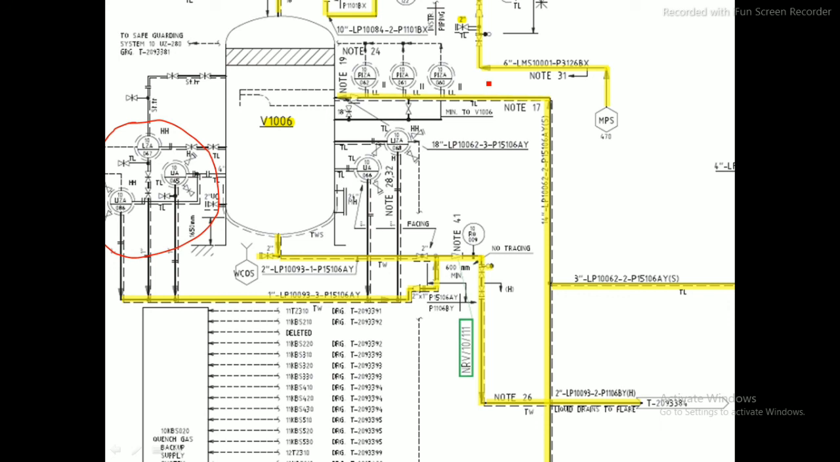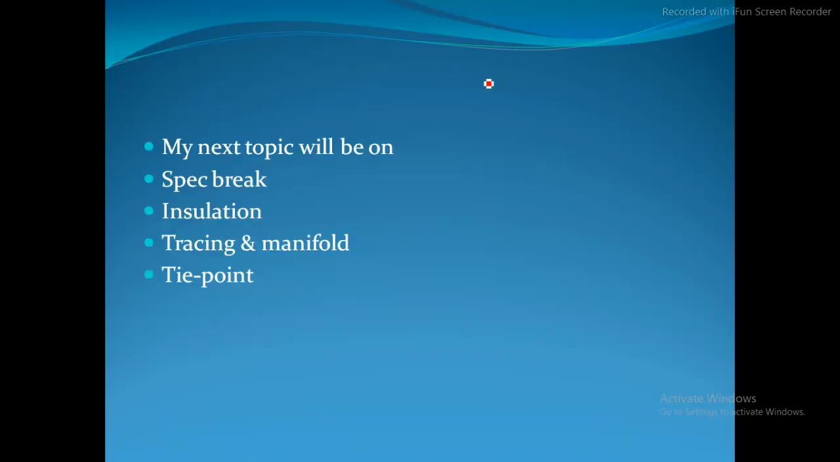My next topic will be on spec break, insulation, tracing, manifold, and tie point.